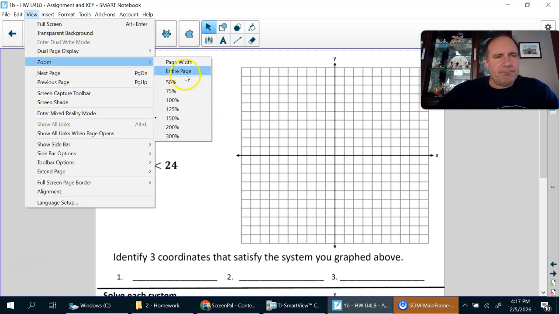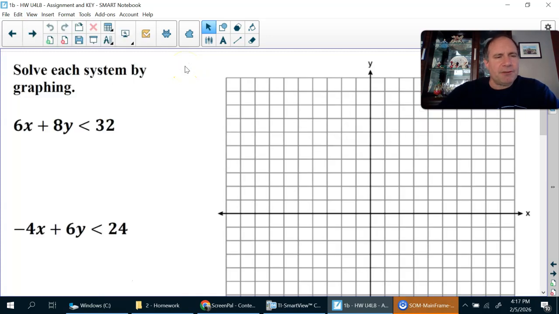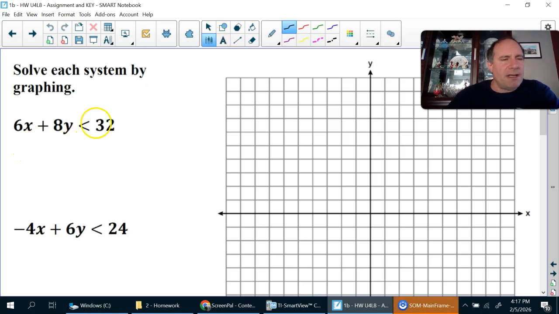So let's go see exactly what they want us to graph. I'm going to make this a little bit bigger so you can see. This is 6x plus 8y is less than 32. I'm going to go ahead and solve it. Remember, you have to have it in a y equals mx plus b format to put it into the y equals screen on the calculator.